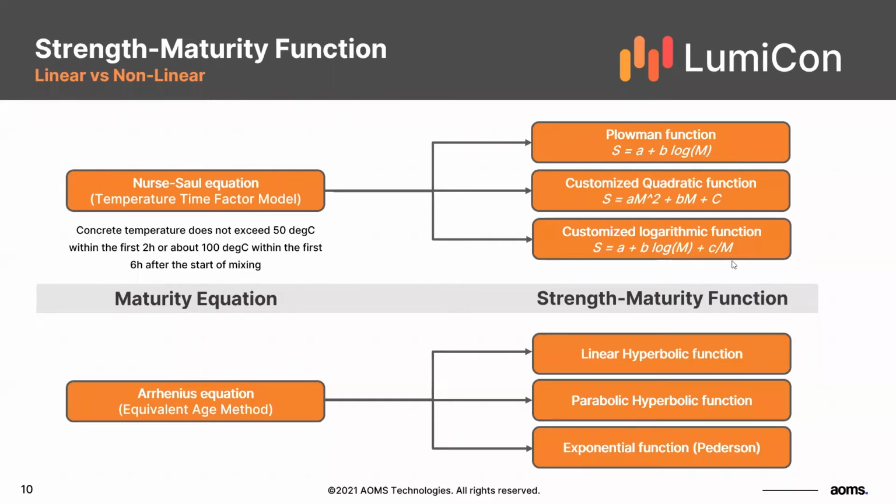But I have seen cases where companies, like ready-mix suppliers, have come up with their own equation for the best approach for the strength maturity function, like a quadratic approach or a different type of logarithmic function. And if you're using the Arrhenius equation, then we have three options: linear hyperbolic function, parabolic hyperbolic function, or the exponential function, which is also known as Peterson.